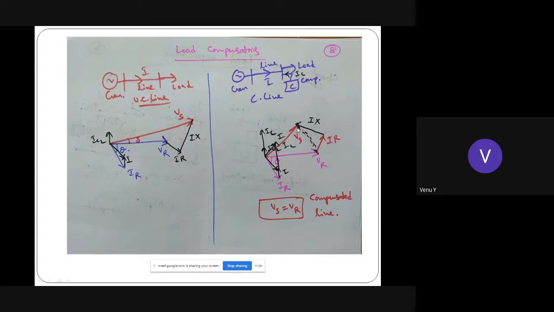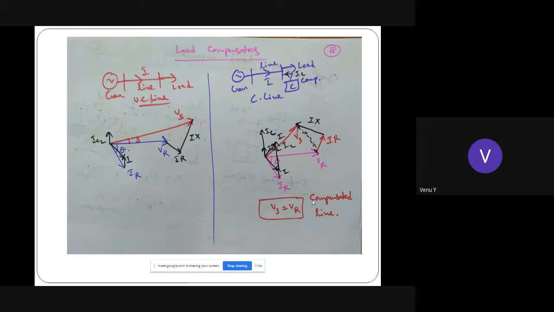You can adjust the compensator such that if you draw an arc with the VS radius, it will touch at point VR. Therefore, VS is equal to VR. This is the compensated line for voltage profile improvement or voltage control. One of the objectives of the shunt compensator is controlling the voltage. That is very important. Therefore, you need to have equal voltages at the sending end and receiving end, which you get with the help of the shunt compensator.